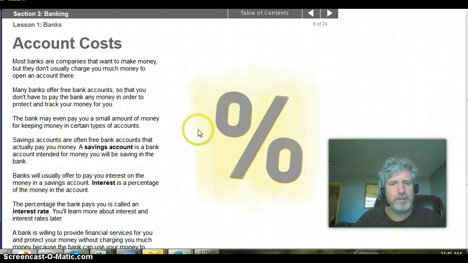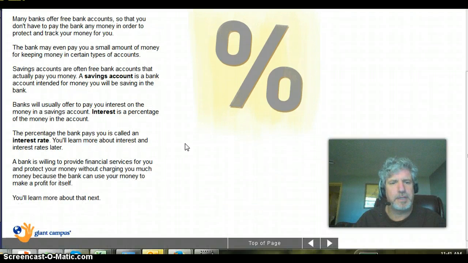A savings account is a bank account intended for money you will be saving in the bank. Banks will usually offer to pay you interest on the money in a savings account. Interest is a percentage of money in the account. The percentage the bank pays you is called an interest rate. You'll learn more about interest and interest rates later. A bank is willing to provide financial services for you and protect your money without charging you much because the bank can use your money to make a profit for itself.